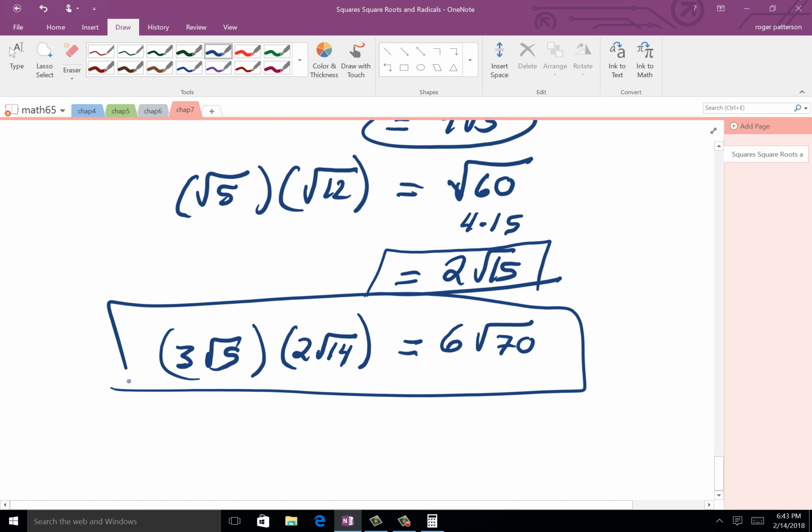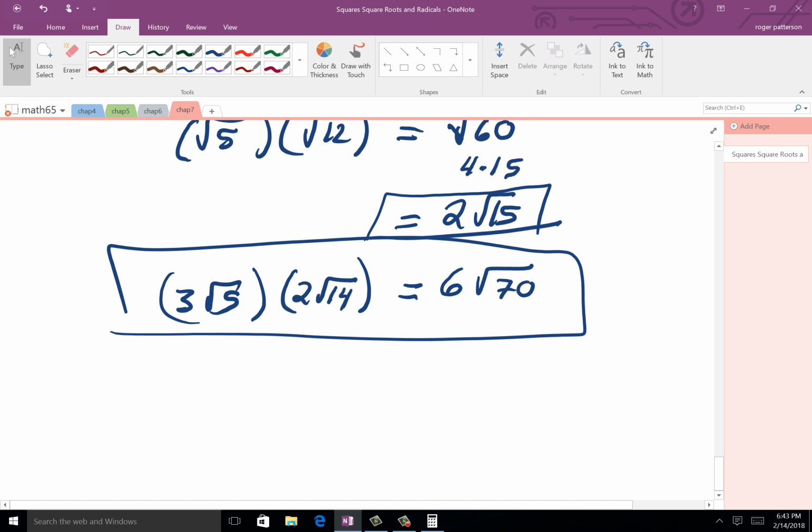But the idea is that we multiply the numbers on the outside and the numbers on the inside. So it's pretty similar to a fraction. When you multiply, you multiply the numbers on the top and you multiply the numbers on the bottom. It's very, very similar to fractions.